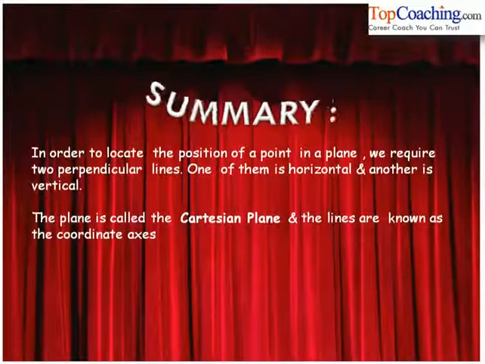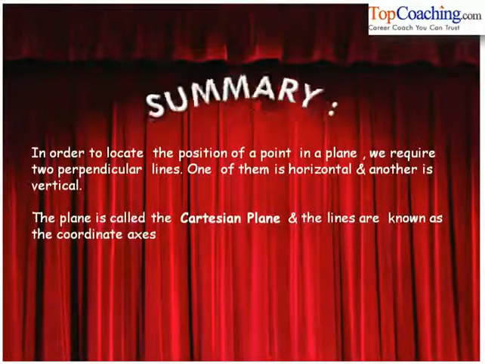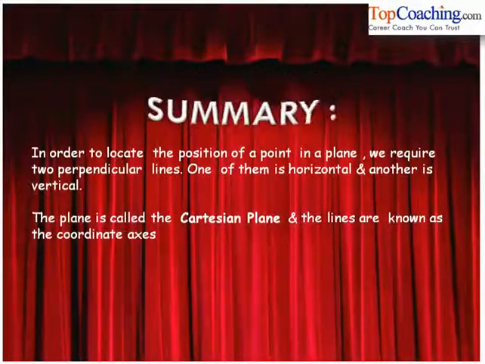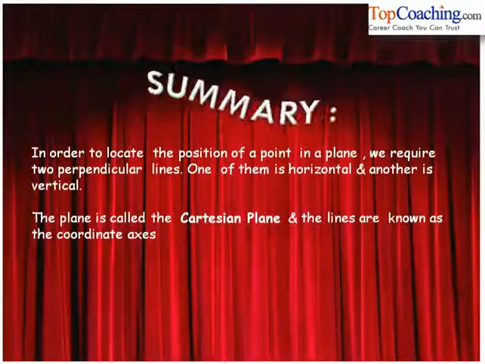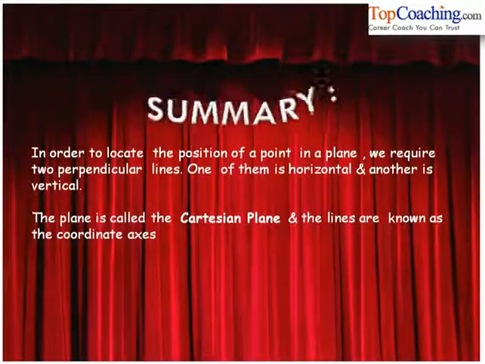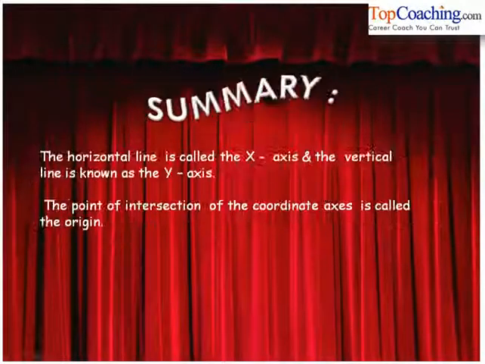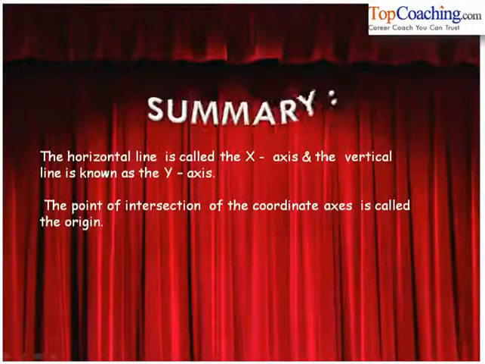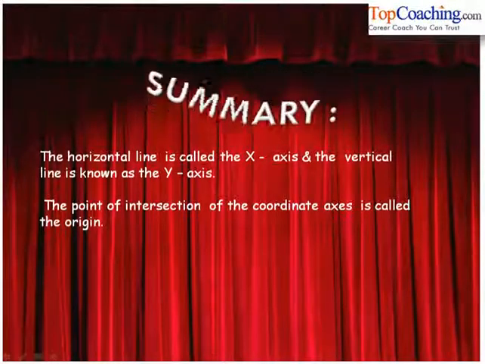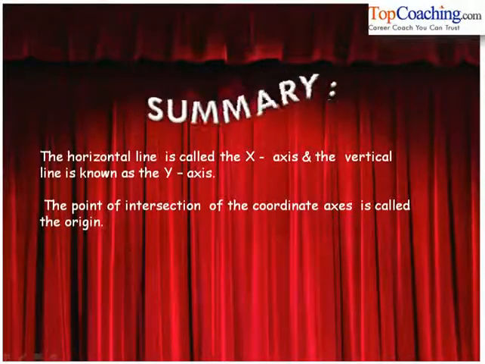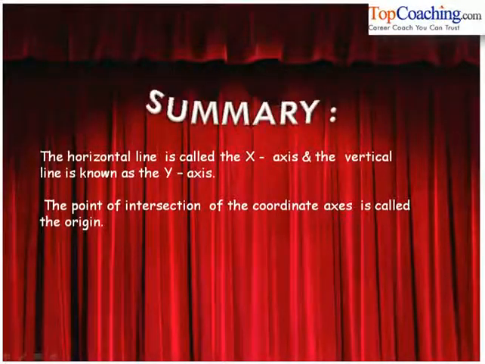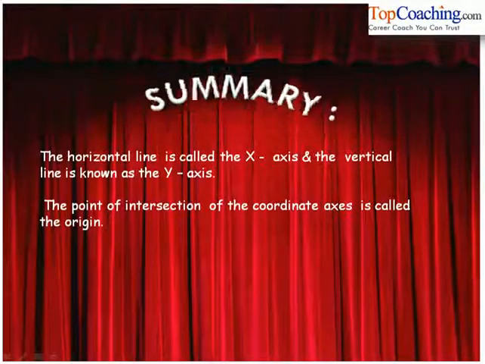So in order to locate a point in a plane, we draw two perpendicular lines. One is a horizontal line and the other is vertical. And these two lines together are known as the coordinate axes, and the plane is known as the Cartesian plane. This horizontal line is called the x-axis and the vertical line is known as the y-axis. The point of intersection of the coordinate axes is called the origin.